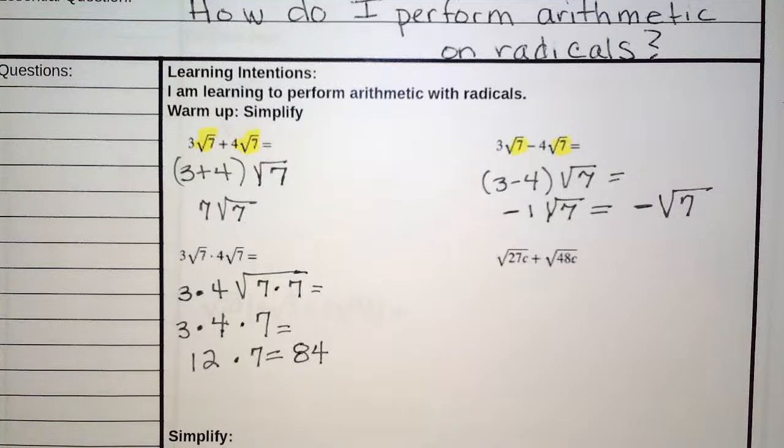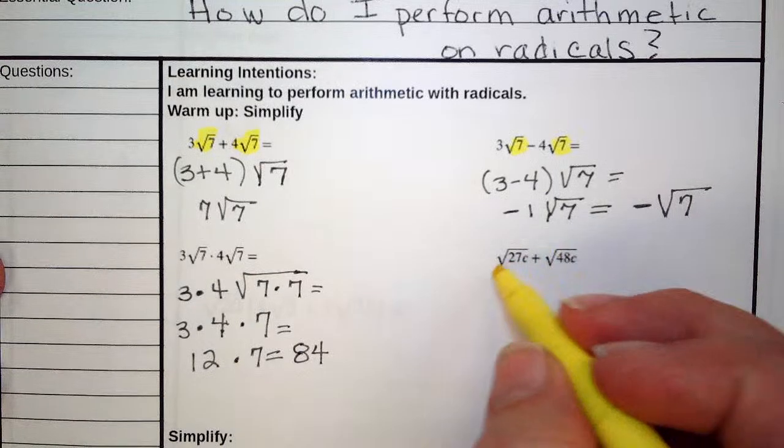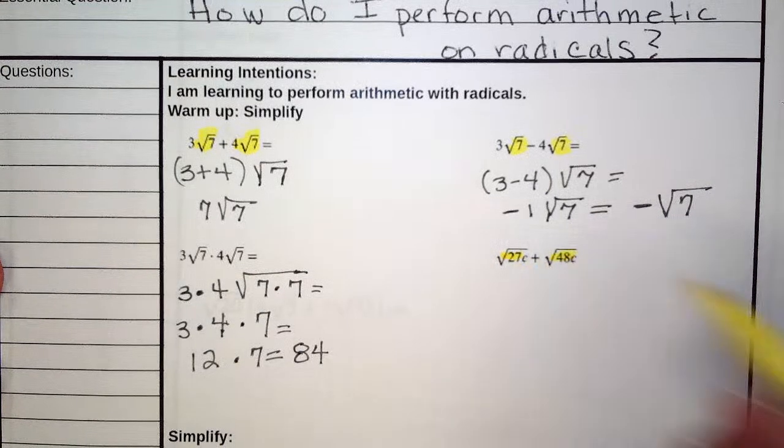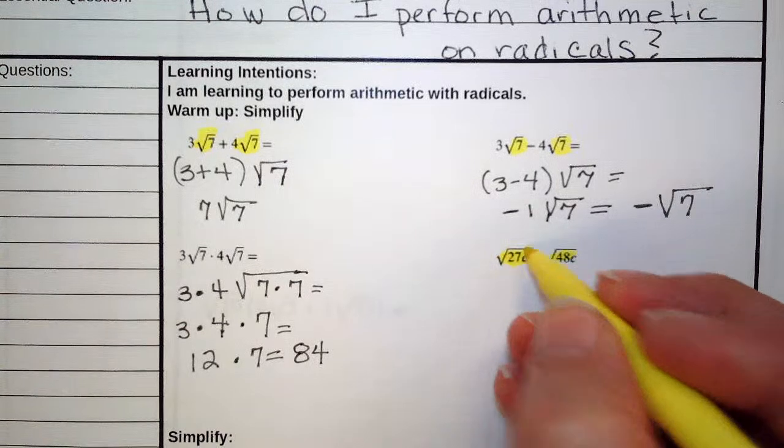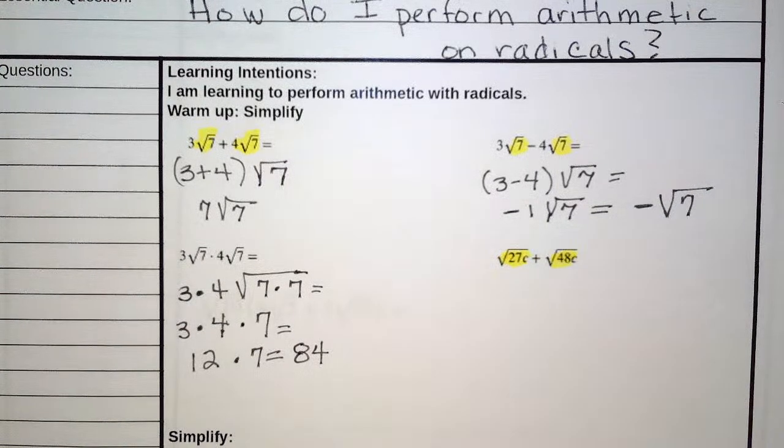Now for the last one. If I'm looking, I'm thinking, ooh, this doesn't look good. They both have C there, but one has a 27 and one has a 48. My first question is, are they simplified? If you said no, you would be correct.